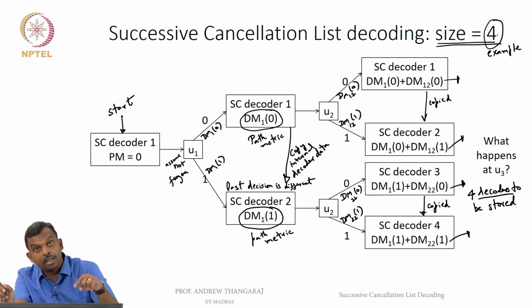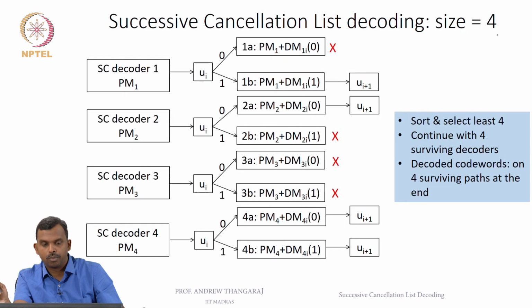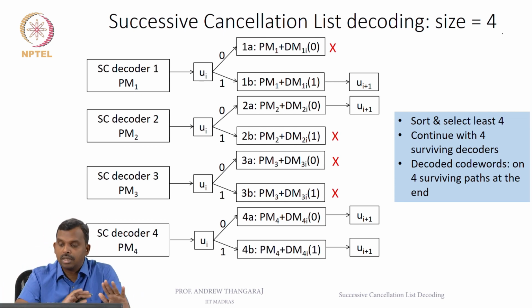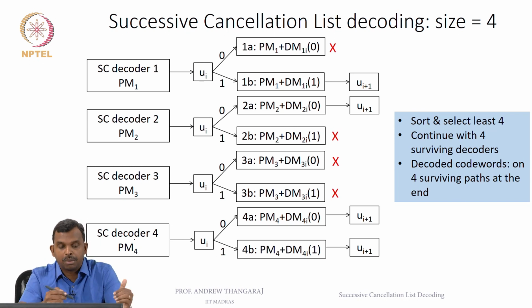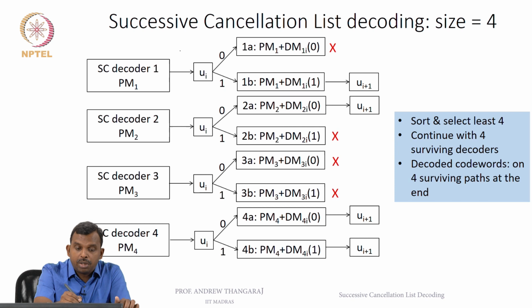I am not showing the internals of each of these decoders. They proceed in the same way, only when they make decisions they have this kind of divergence. So, this is what happens in a size equals 4 decoder in general. This is a more general picture at a particular node ui. So, you have 4 decoders coming in. Before the decision on ui, you have 4 decoders and 4 path metrics PM1, PM2, PM3, PM4. Then you come into ui and you make a decision. It could be 0 or 1. Once again I am assuming not frozen.